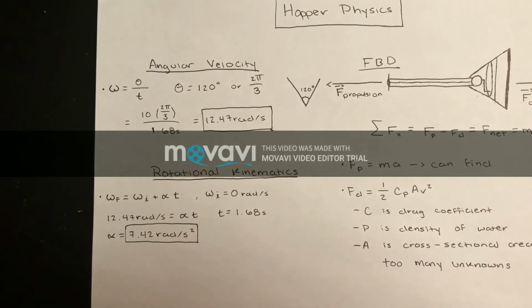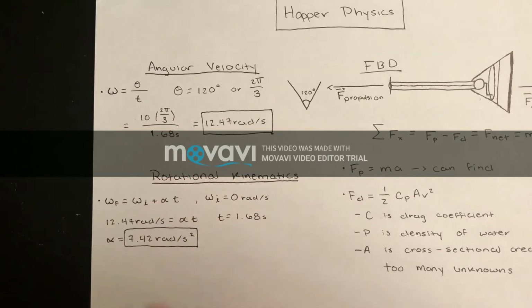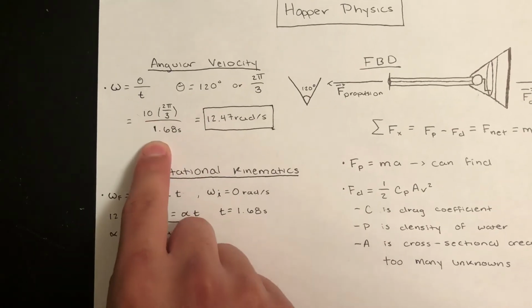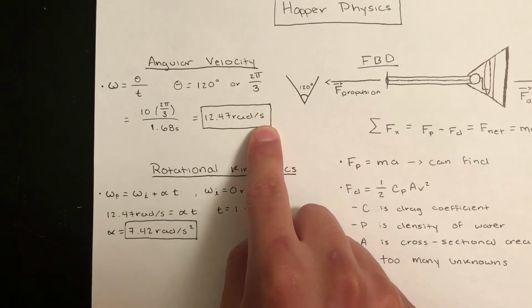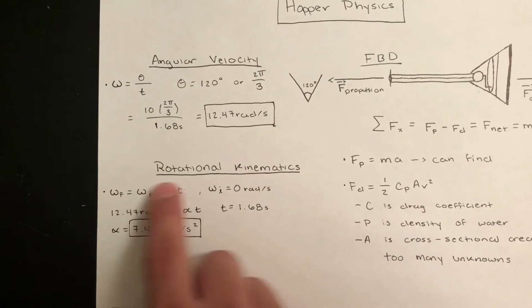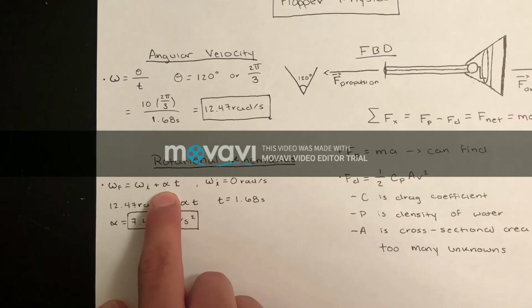Now, I had to find the number of rotations in a given amount of time. So using the video I showed you guys, I counted the rotations and the time. That gave me 12.47 radians per second. With the angular velocity, we can use rotational kinematics to find the angular acceleration, which is alpha here.